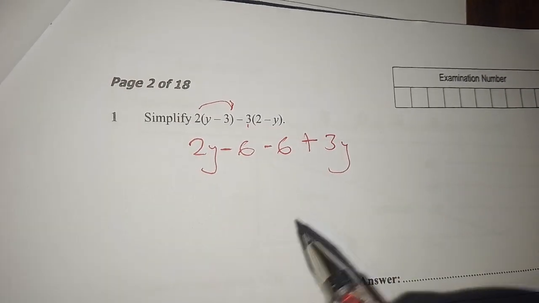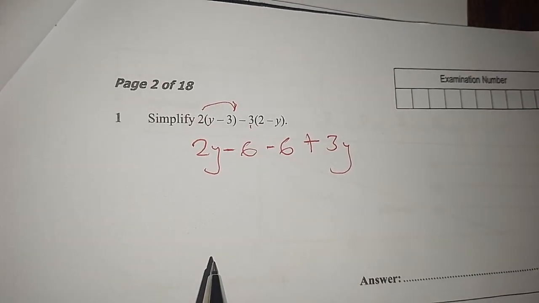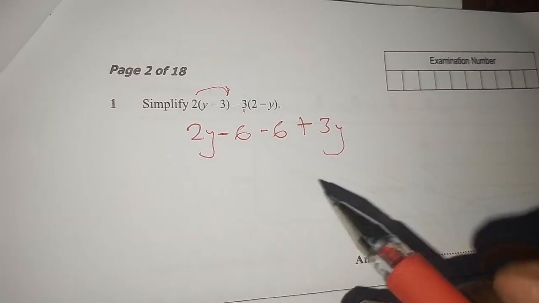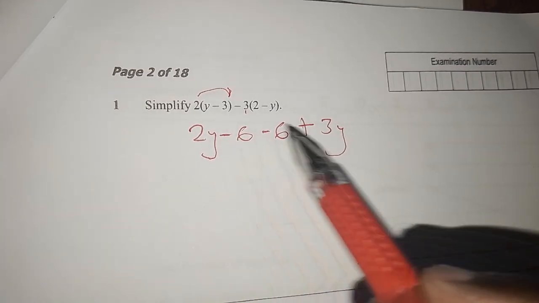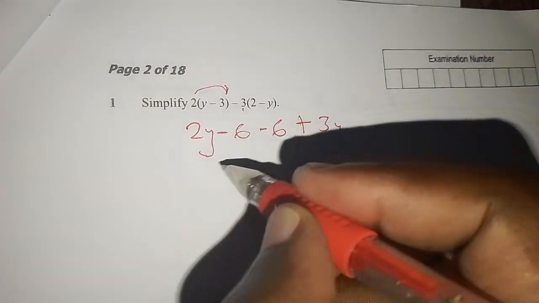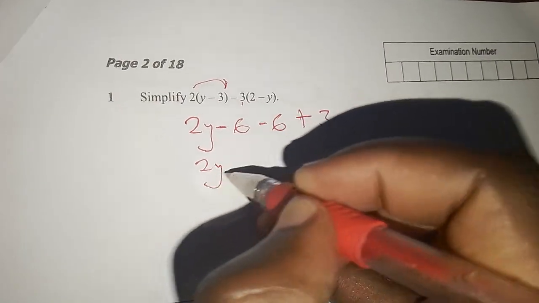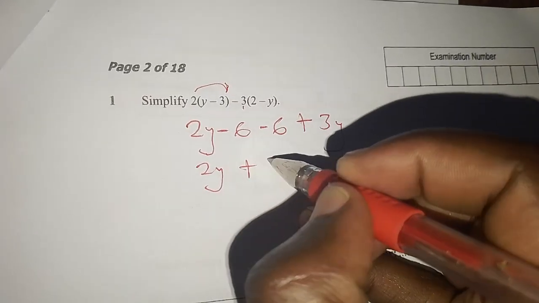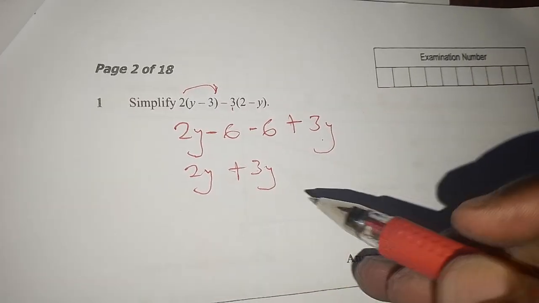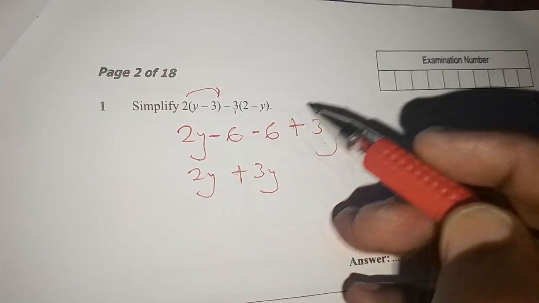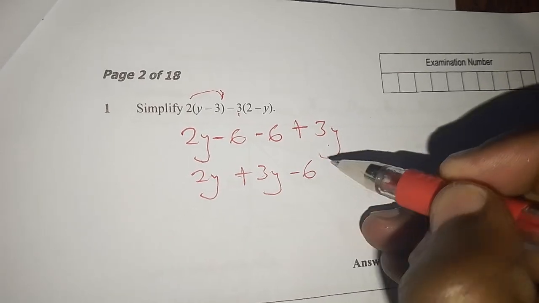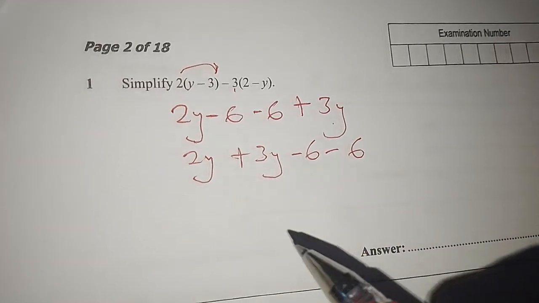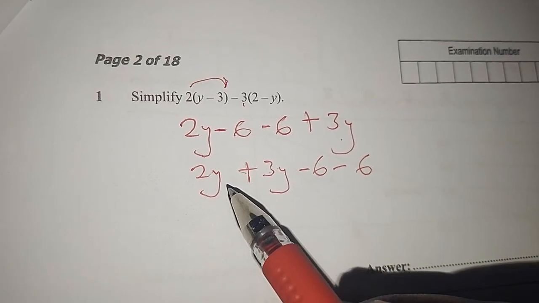Never put an equal sign for simplify. From here, you have to put the like terms, things which are the same. As you can see, I have 2y here, and there I have 3y. So I'm going to say 2y, then plus, you get the sign which is there, which is positive 3y. After that, I have negative 6, so I'll put negative 6. Again, here I have negative 6. I'll put negative 6.